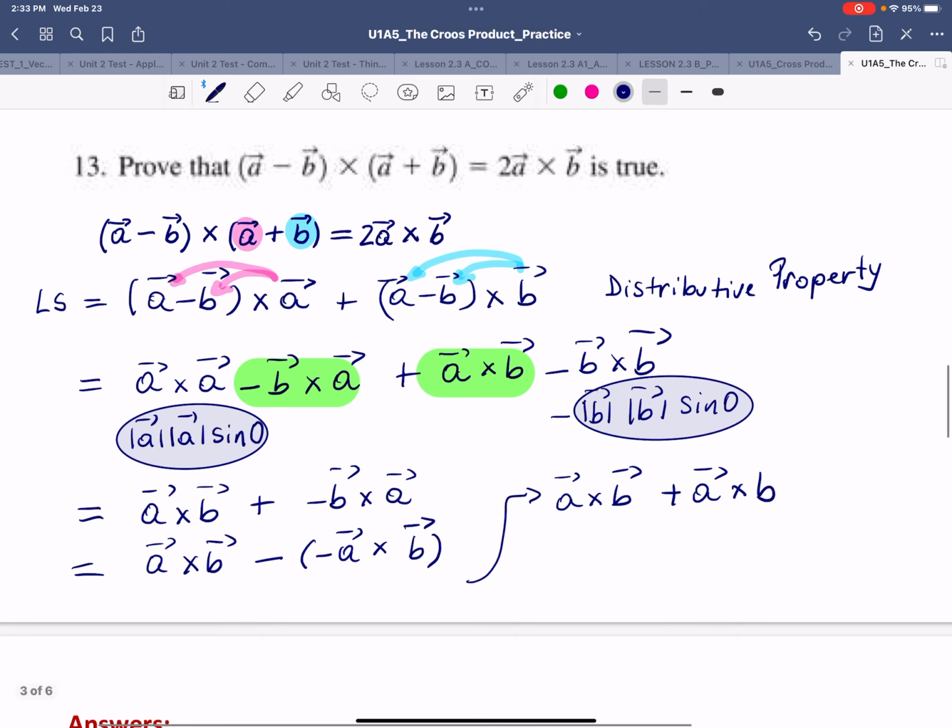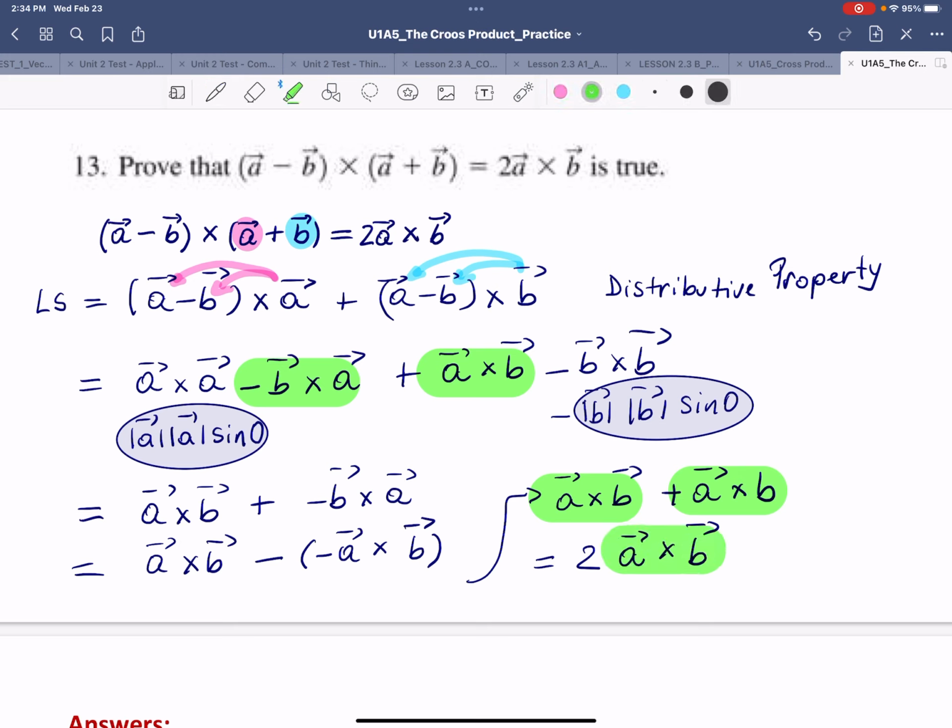Now, as you can see in here, we have the cross product of the same pair of vectors. So we have two of them. So 2A cross B. Right? So we have, let me highlight this, 2A cross B. And that's what we have here on the right side. And that's the end of the proof here.